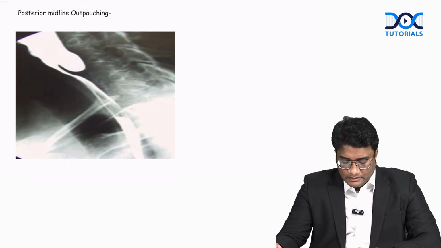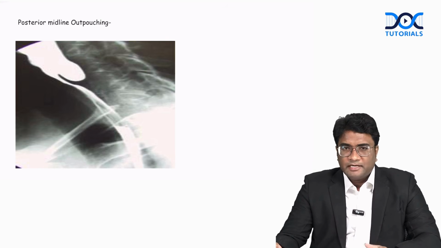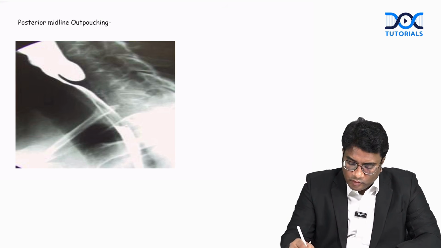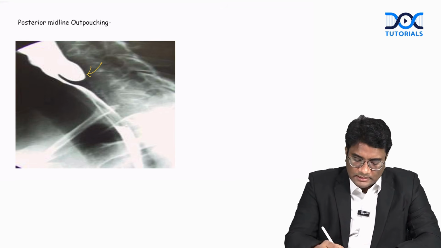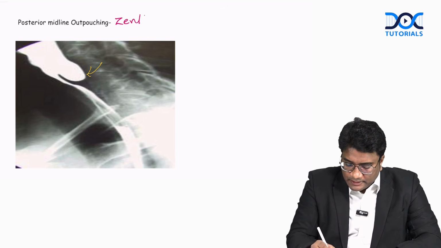And in this image, you are seeing a barium swallow showing a posterior midline outpouching. You can see this is a posterior midline outpouching. What is this called? This is your Zenker's diverticulum.